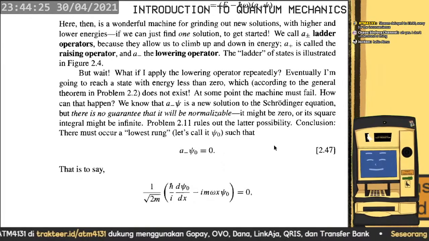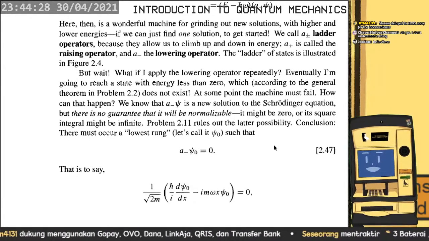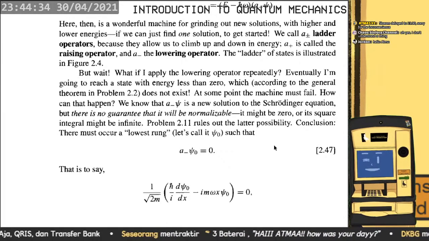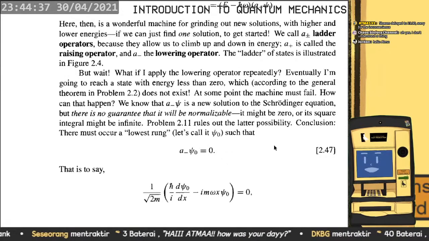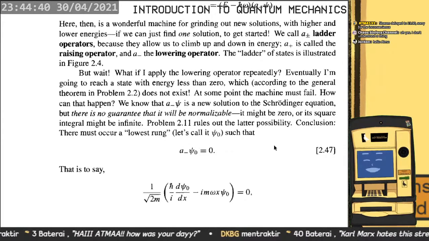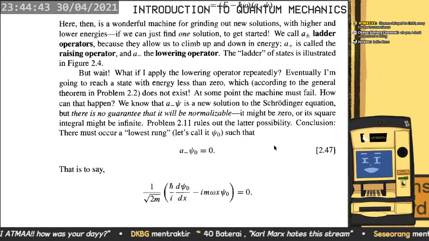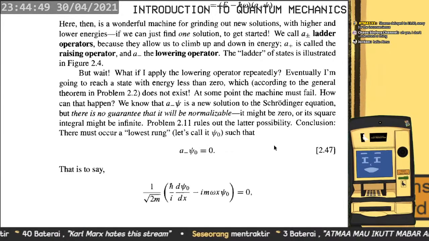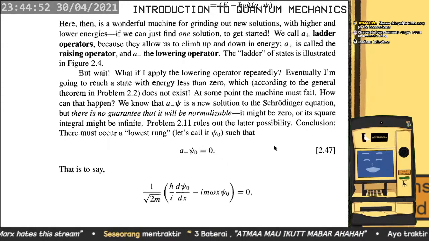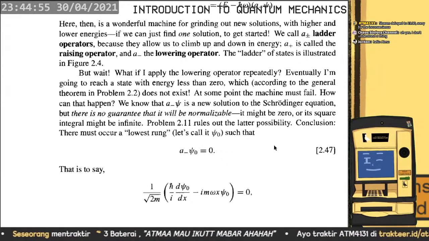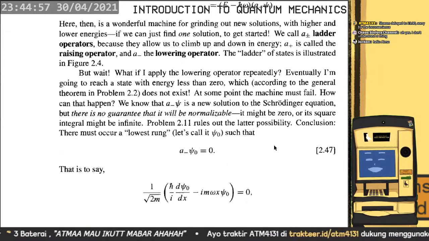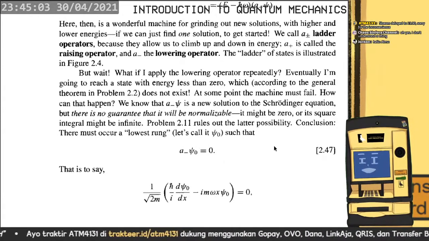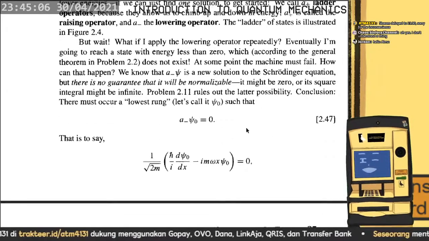But wait, what if I apply the lowering operator repeatedly? Eventually, I'm going to reach a state with energy less than 0, which, according to the general theorem in problem 2.2, does not exist. At some point, the machine must fail. How can that happen? We know that A minus ψ is a new solution to the Schrödinger equation, but there is no guarantee that it will be normalizable. It might be 0, or its square integral might be infinite. Problem 2.11 rules out the latter possibility. Conclusion: there must occur a lowest rung, let's call it ψ0, such that this holds.